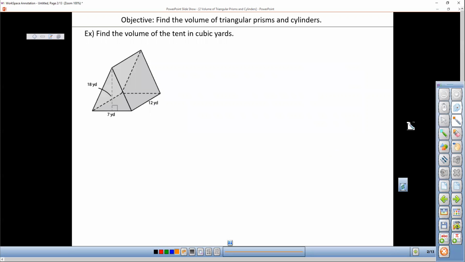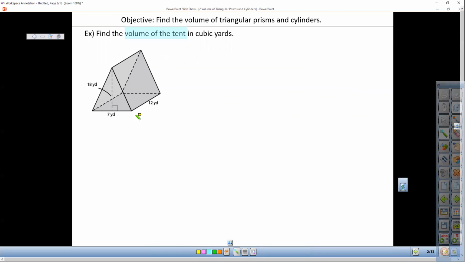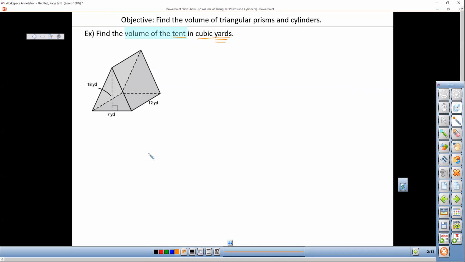Here's our first problem. So we are to find the volume of the tent in cubic yards. Now, our picture doesn't look much like a tent, but that is our context. This is a triangular prism that is modeling a tent. And I think we've probably all seen tents that do look like this. We want it to be in cubic yards. Make sure you're paying attention to your units and checking. So notice that all of our measurements in our picture are already in yards. So we don't have to do any conversions for this problem.